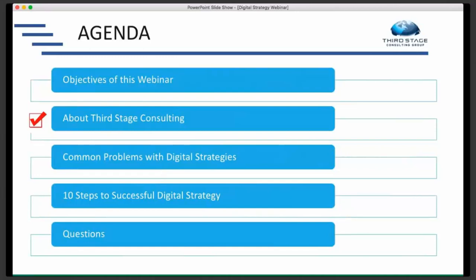So before I do that, though, just getting back to the agenda, I'll talk a little bit about Third Stage Consulting here, just for a couple minutes, for those of you that don't know who we are. I'll also share some of the common problems with digital strategies, and then we'll get into the 10 steps to a successful digital strategy, and I'll leave about 10 to 15 minutes for questions at the end of today's session.